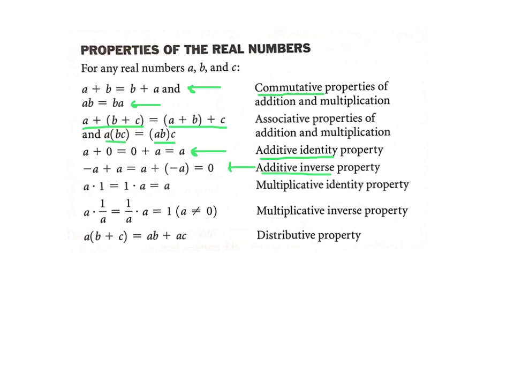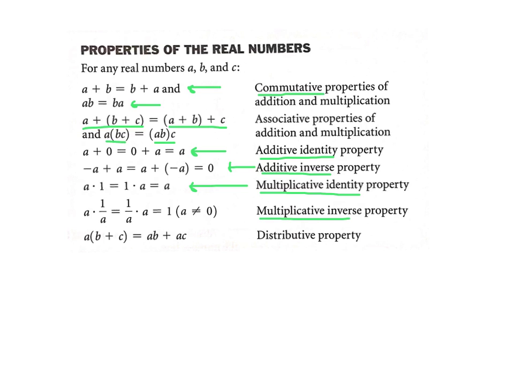Now a couple of multiplication properties. The multiplicative identity is multiplying by 1. Just like the additive identity was adding 0 because it did not change the identity of the number, the multiplicative identity is 1 because it does not change the identity of the number. It stays the same when multiplying by 1.